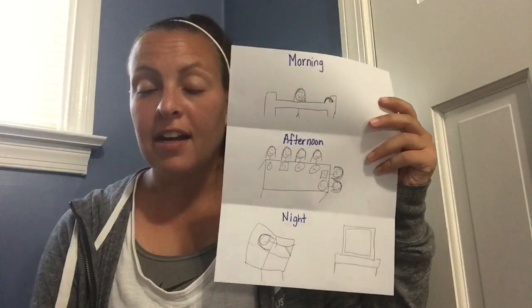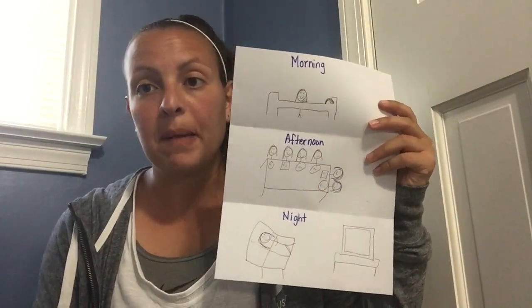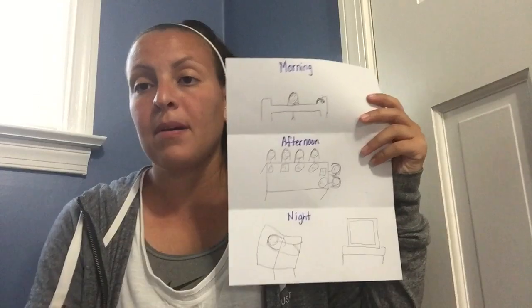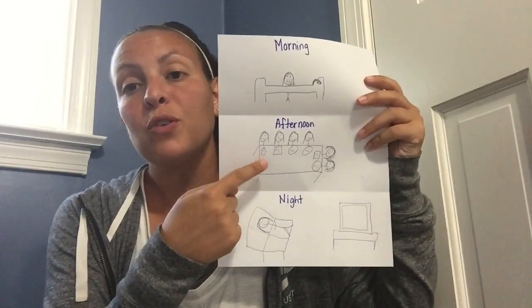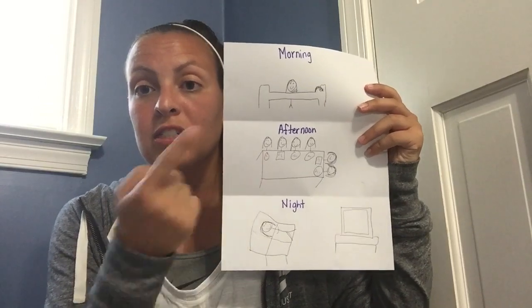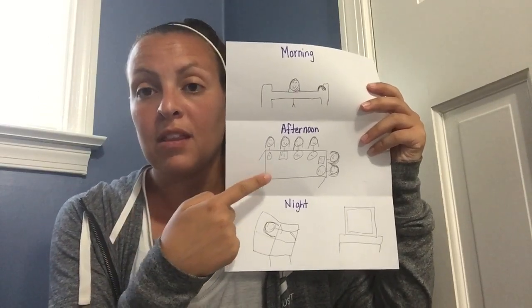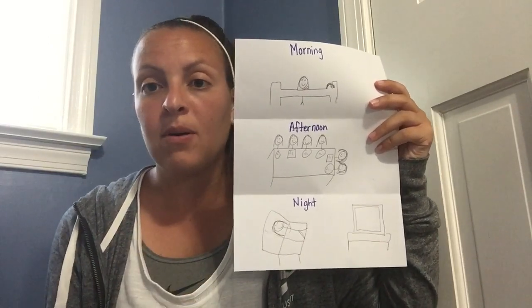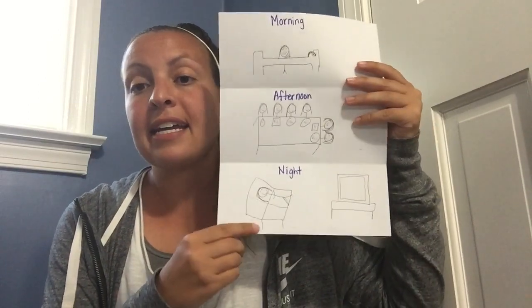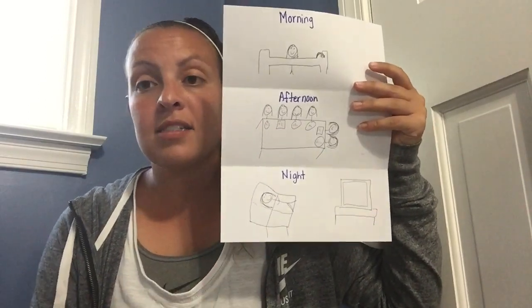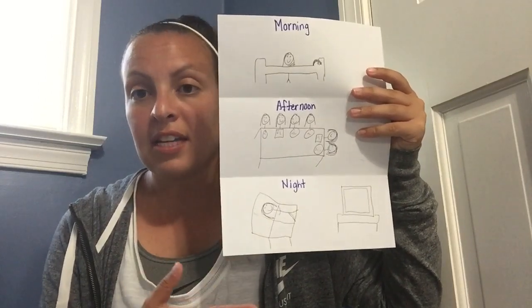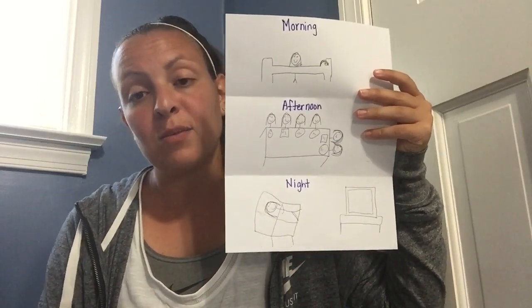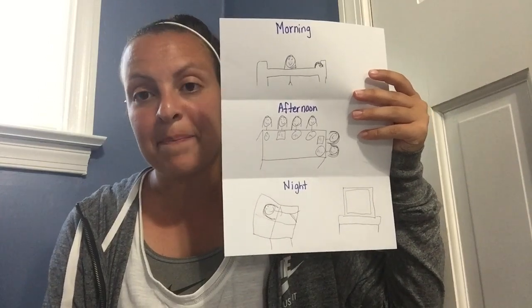So in the morning, I said I wake up and I make my bed. So right when I wake up and I know it's morning, I'm making my bed. The afternoon, I'm eating lunch just like you guys. I eat lunch with the other teachers at a long table. And then at night, I like to settle down and get ready for bed by sitting on the couch and watching TV. That's when I watch TV at nighttime.